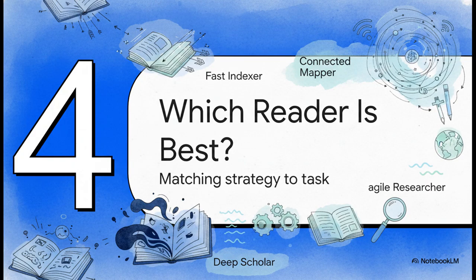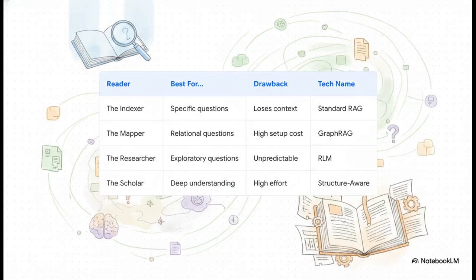So there we have it. We've met our 4 readers: the fast indexer, the connected mapper, the agile researcher, and the deep scholar. So the big question is, which one is best? Well, like with any good tool, it really just depends on the job you're trying to do. This table really lays it all out.